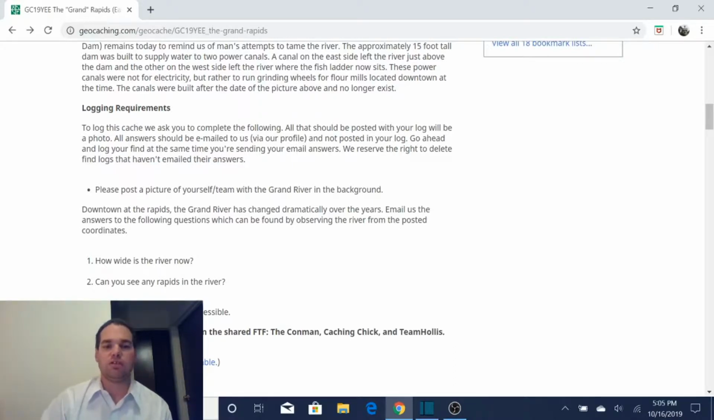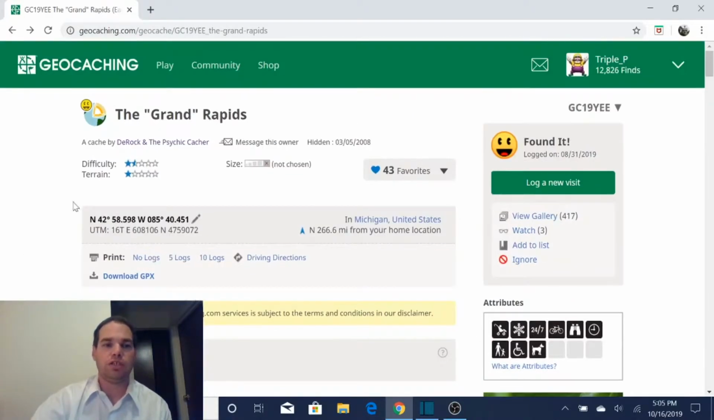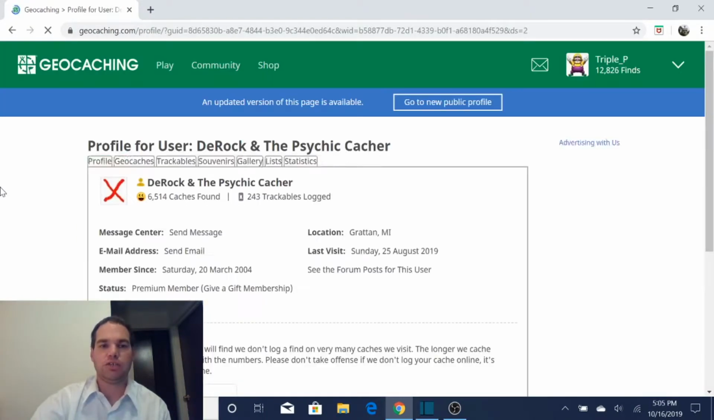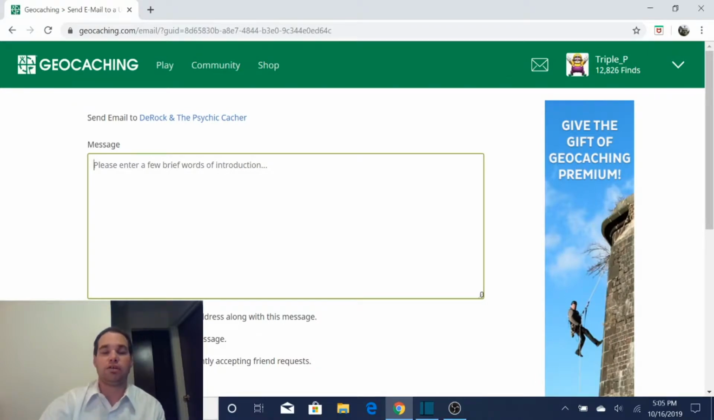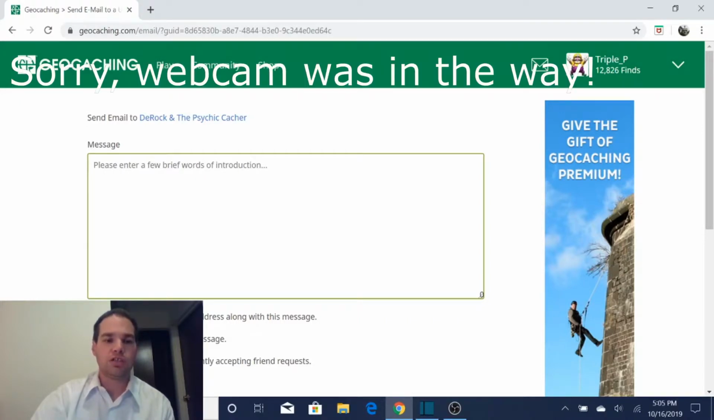Once you're ready to answer those questions, all you have to do is click on the cache owner's name, click on send email, and type a message to the cache owner. If you're going to do it this way, make sure you include the GC code. It's just good practice because this person may have more than one earth cache, and so if they see the GC code in the message, they're going to realize which cache it is. You can also include the title. I also always uncheck these boxes because I don't want a copy of the message, and I don't want to send my email address along with the message.